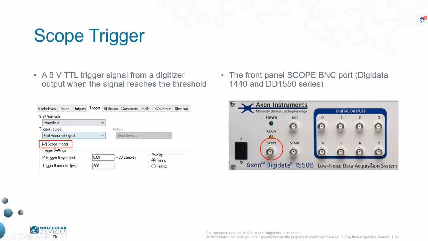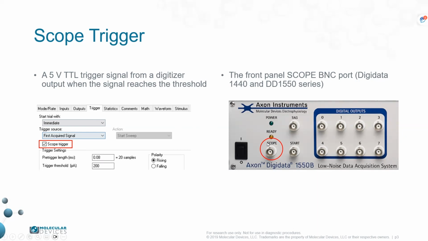Now, where do you find the scope trigger? It can be found in the trigger tab of the edit protocol in Clampex. It's shown here, the trigger tab. If you check this trigger tab, you will see the scope trigger. You need to select the scope trigger checkbox, and of course, you also need to set the trigger settings, including the pre-trigger length and the trigger threshold.